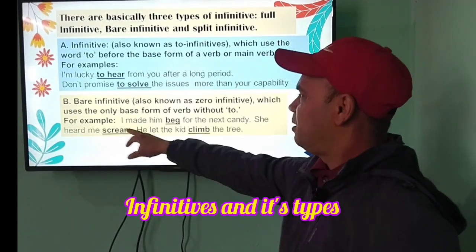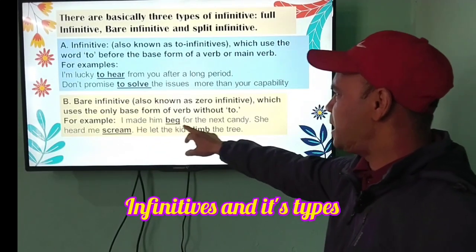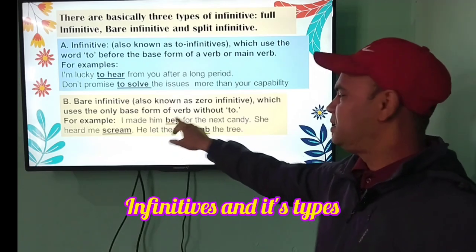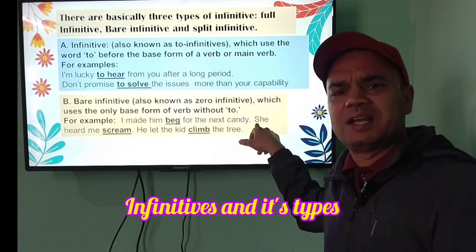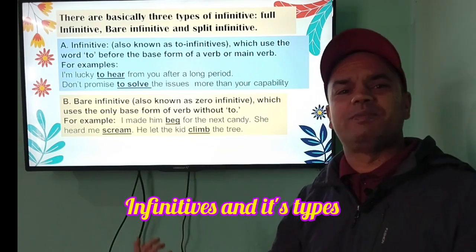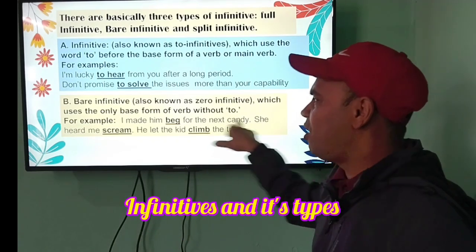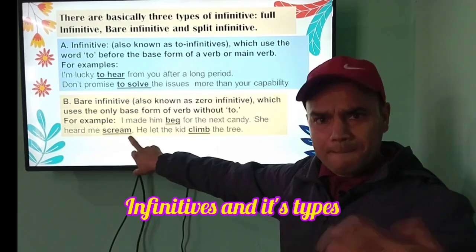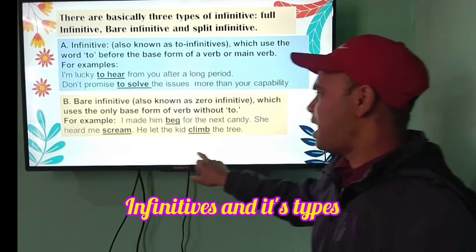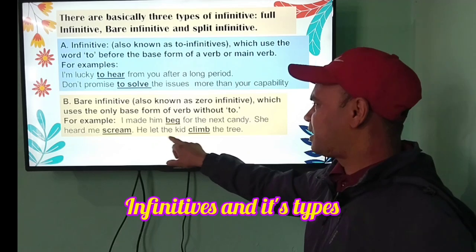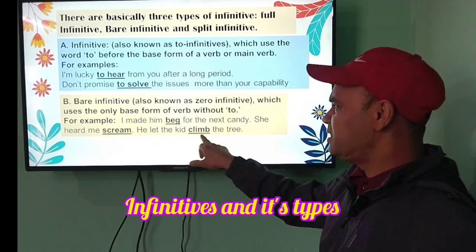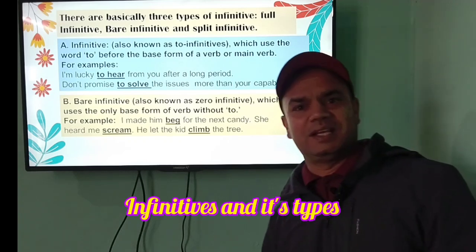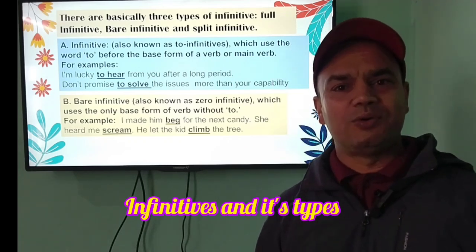You can see here, for example: I made him beg for the next candy. So this "beg" is an infinitive here, a bare infinitive, or you can say a zero infinitive. Another is: she heard me scream. In this sentence, "scream" is a bare infinitive. And the last example: he let the kid climb the tree. In this example, "climb" is a bare infinitive or zero infinitive.